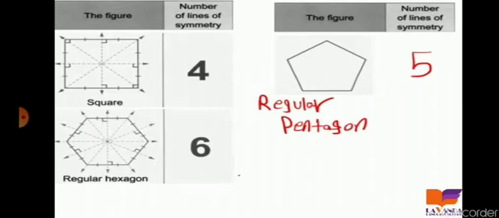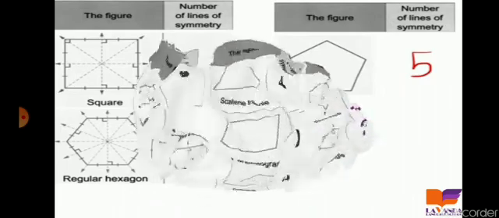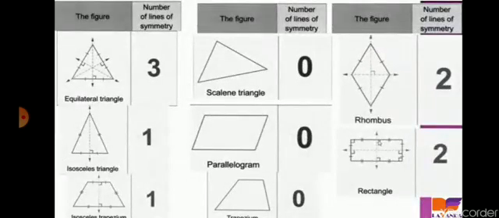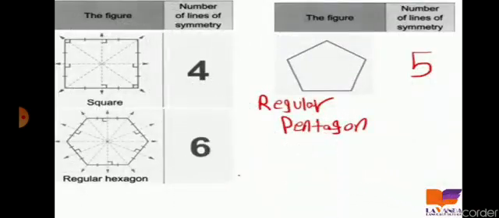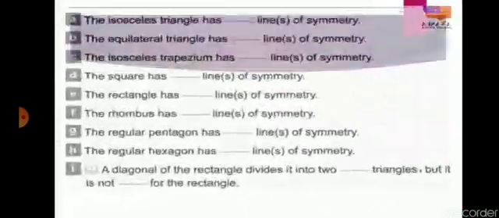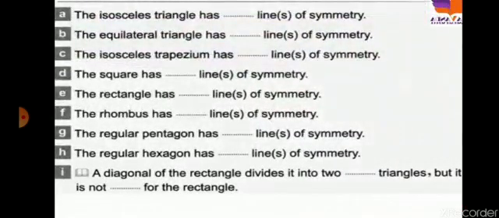Again, from the beginning, to keep these shapes: scalene, parallelogram, trapezium, 0. Any isosceles, 1. Any R, 2. Equilateral, 3. Square, 4. Pentagon, 5. Hexagon, 6. Try to repeat this song to keep these shapes very well, because all questions come from these shapes.